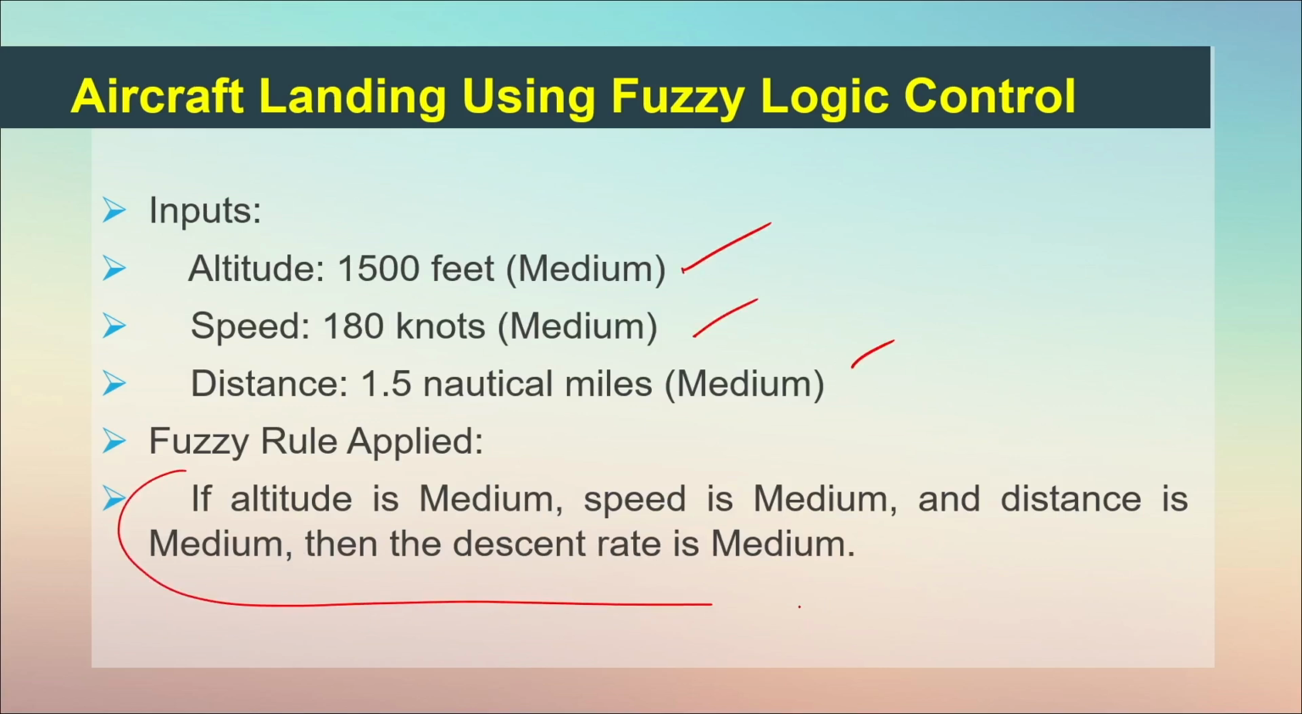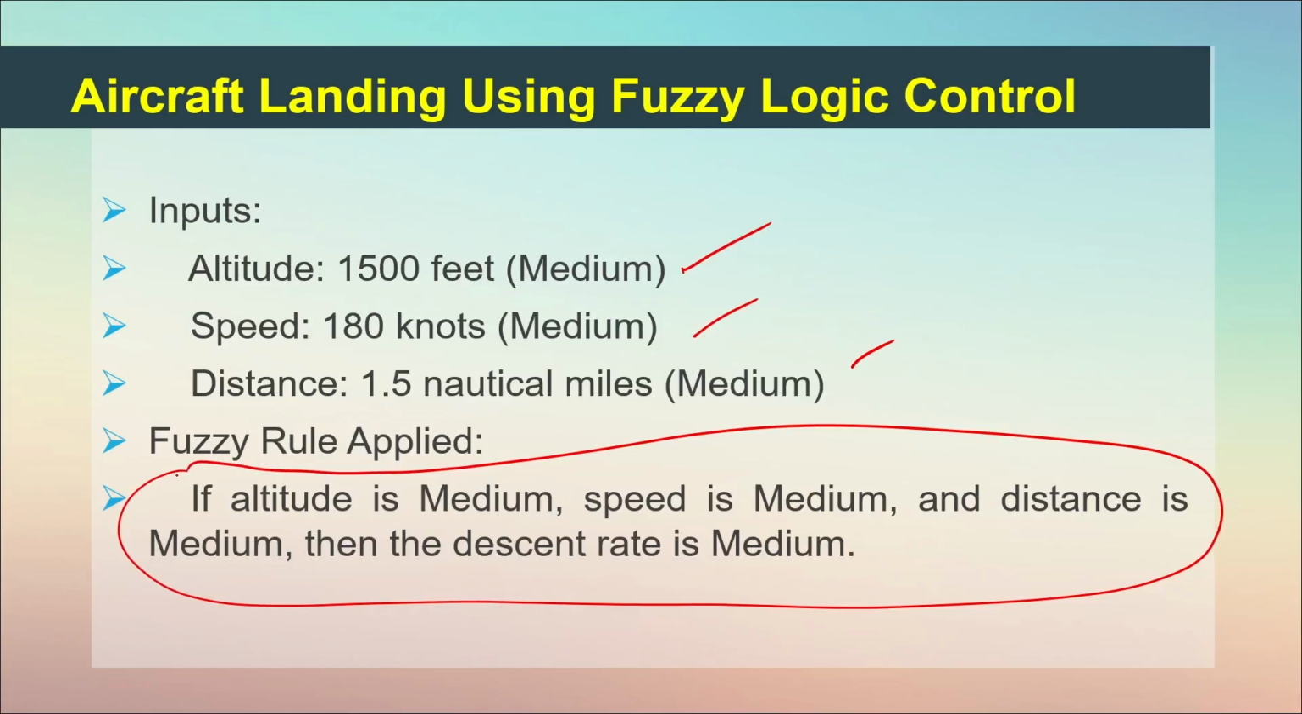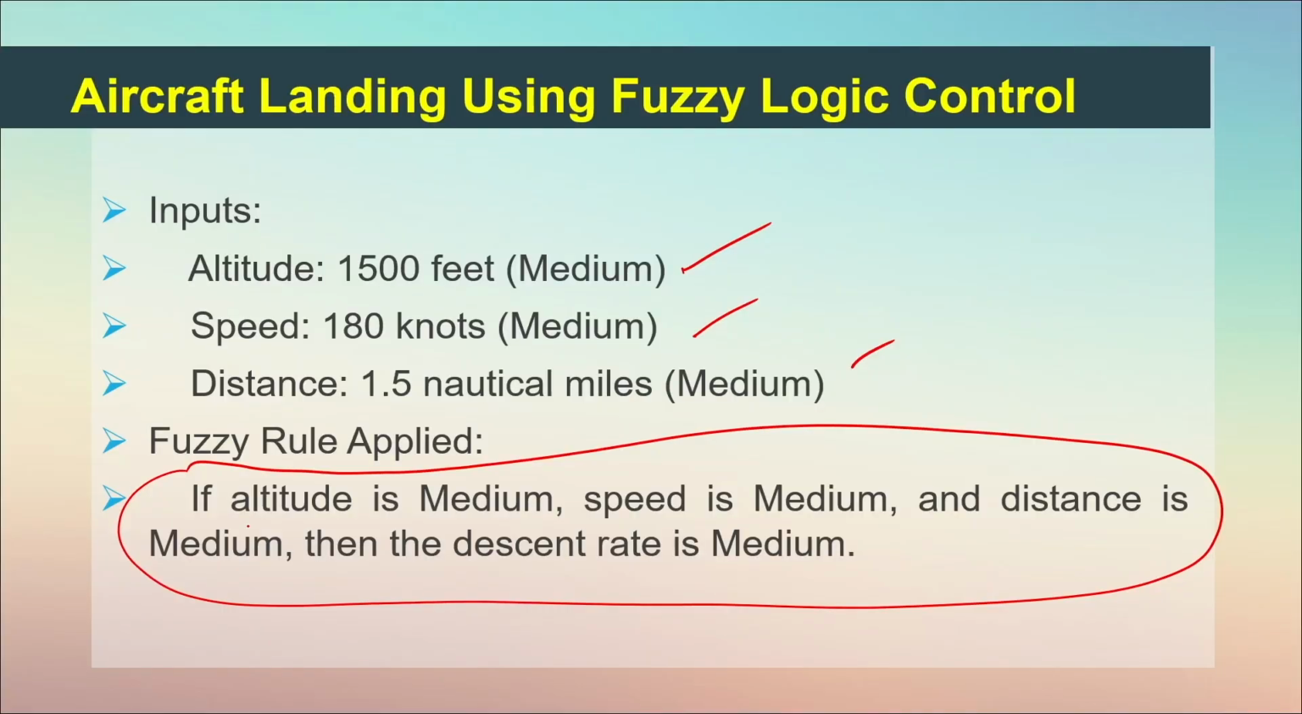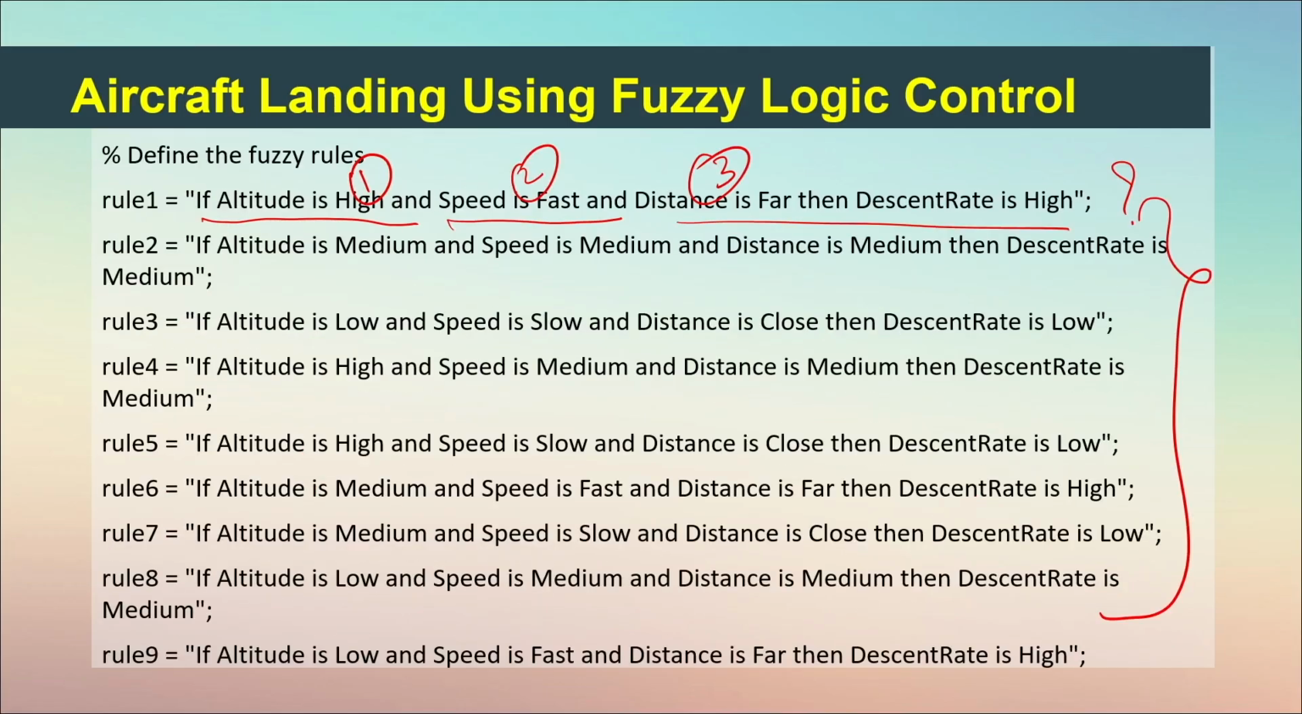So, which fuzzy rule has been fired? This you also need to understand: which fuzzy rule is applied. Based on that, see, this 1500 falls within the medium and 180 knots also falls in the medium. Since all three are medium, altitude is medium, speed is medium and distance is medium, then the descent rate is also medium. Where can I find this rule and what is the number of this rule? If the altitude is medium, speed is medium, distance is medium, then the descent rate is medium.